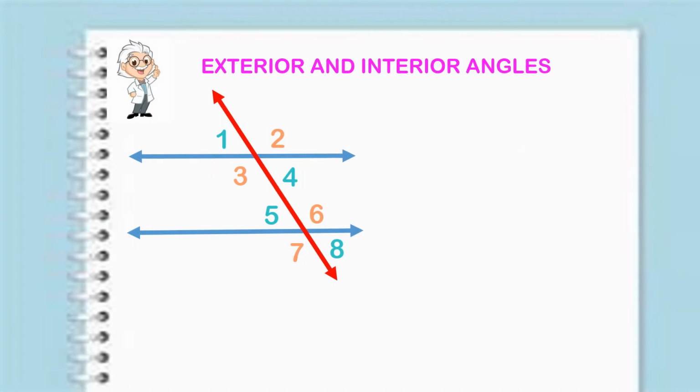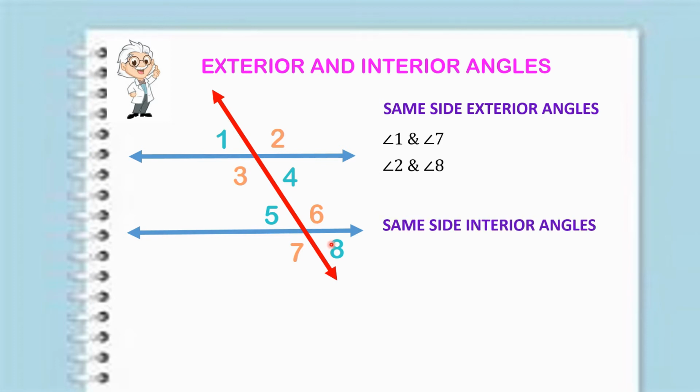Then, we also have these same side exterior angles. Same side, we are referring to this transversal. So, we're going to look at this transversal. The exterior angles, which are 1 and 7, are on the same side. And also 2 and 8, they are on the same side of the transversal.